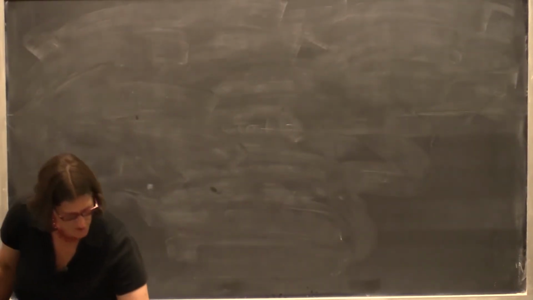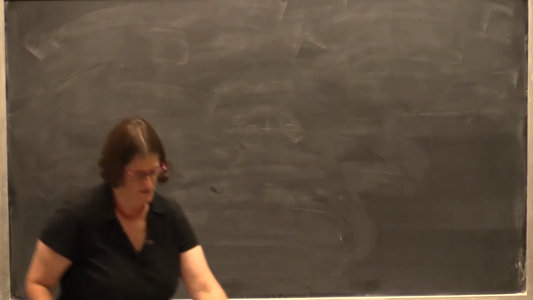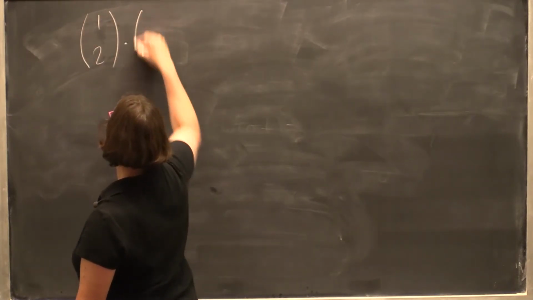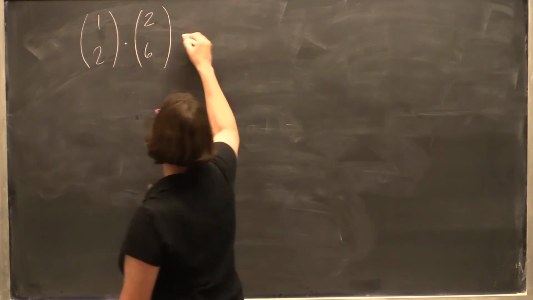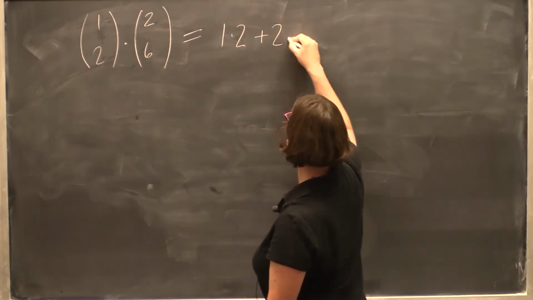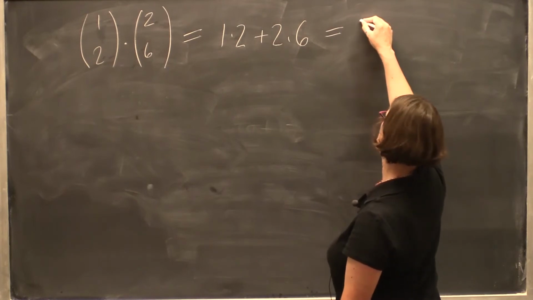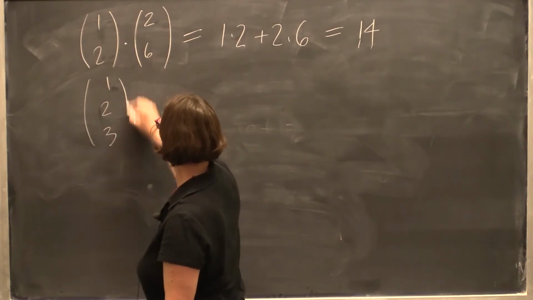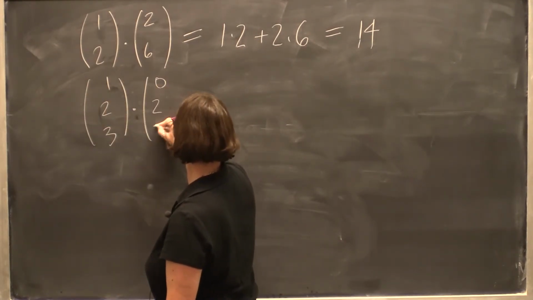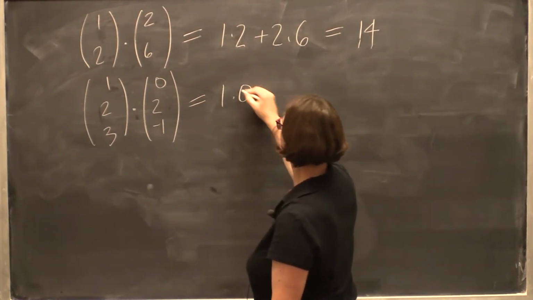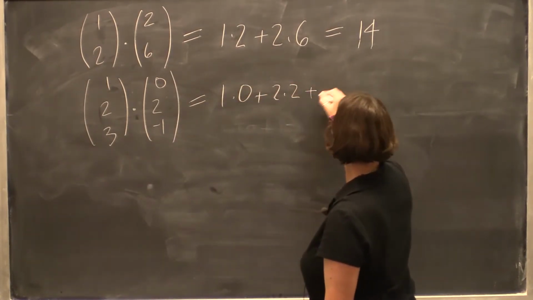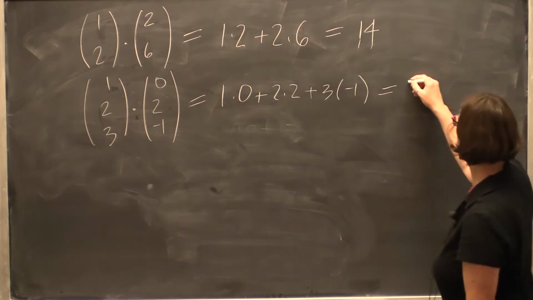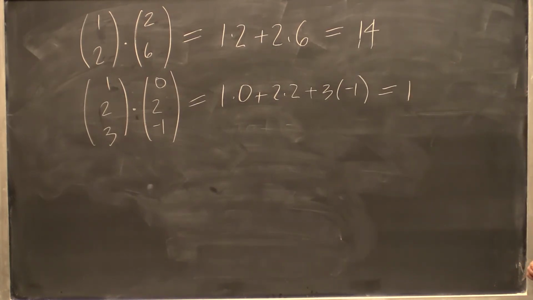Now, the dot product, for sure, you have all seen before, because you have all seen vectors before. And so you know from your previous lifetime that the dot product of this is equal to 1 times 2 plus 2 times 6 is equal to 14. And you know that 1, 2, 3 dot producted with 0, 2, minus 1 is equal to 1 times 0 plus 2 times 2 plus 3 times minus 1, which is 4 minus 3, which is 1. So you know this from a previous lifetime.